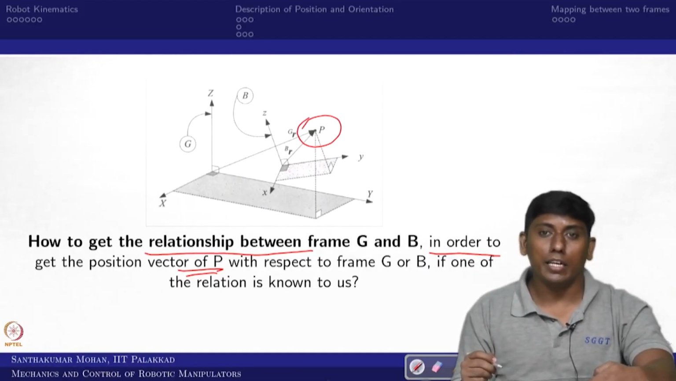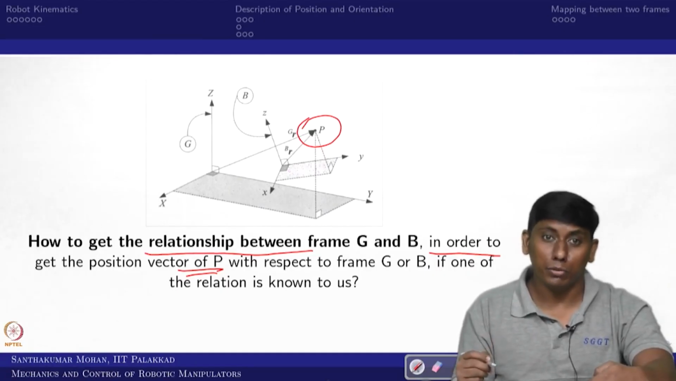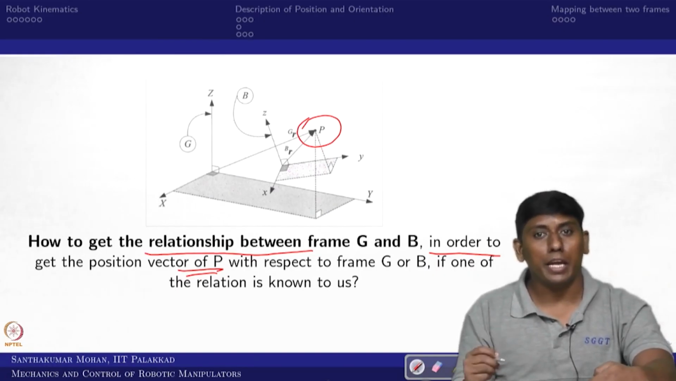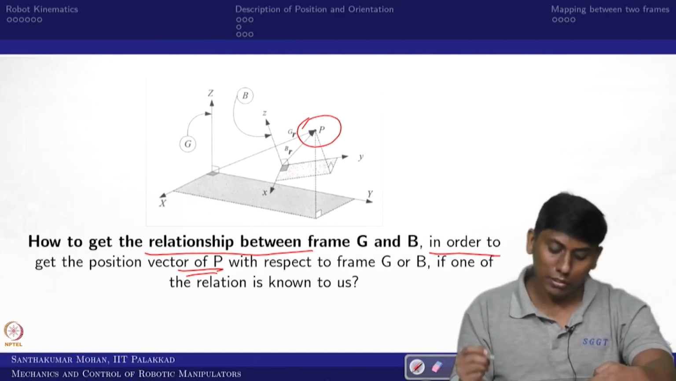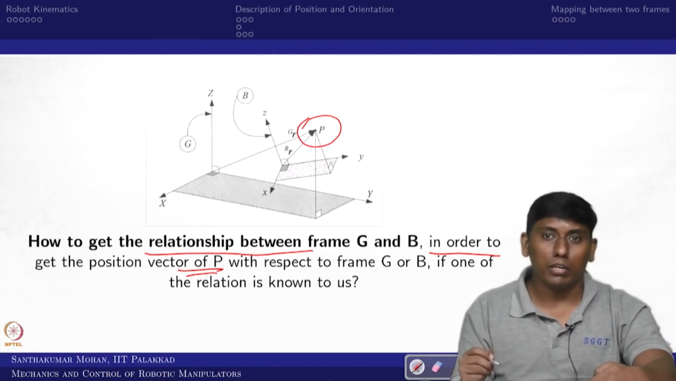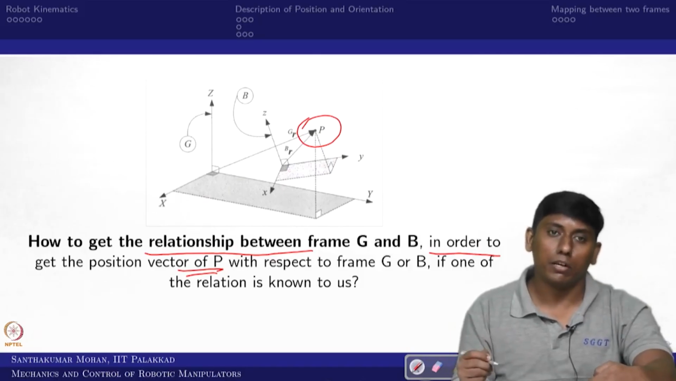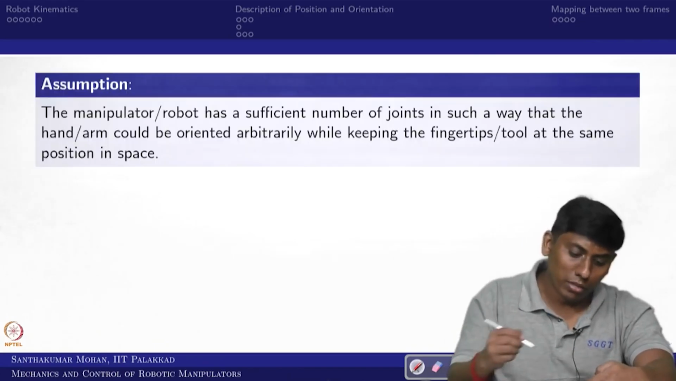So, why are we taking this? In order to get the position vector of P with respect to either G or B, if one of the relationships is known to us. In that sense, as I said in the last lecture itself, we will be talking about description of position and orientation in the upcoming lecture. So, let us move on.